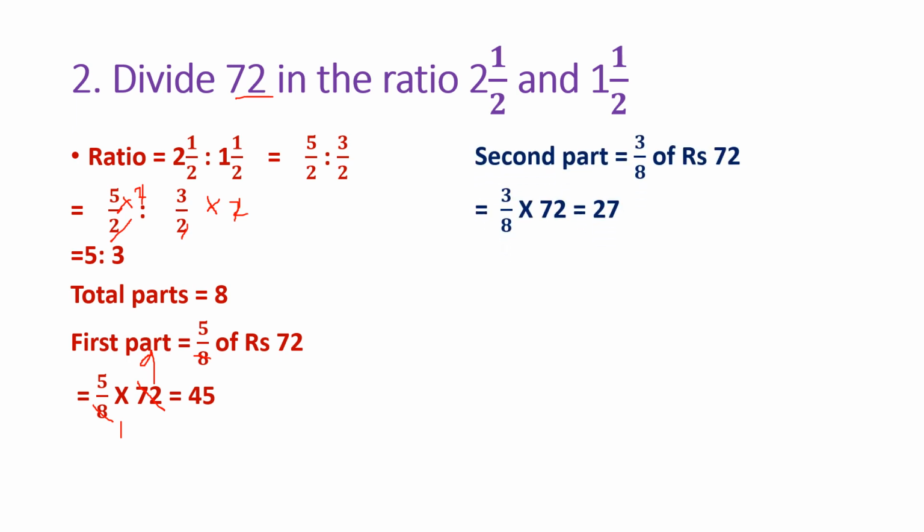And second part 3 by 8 of rupees 72. You know here it is 5 is to 3, no? So first is 5 by 8 and second is 3 by 8. So we have 3 by 8 of rupees 72. So we'll write 3 by 8 into 72. So again 8 ones are 8, 8 nines are 72. And 9 threes are 27. So our answer will be first part is 45 and second part is 27.